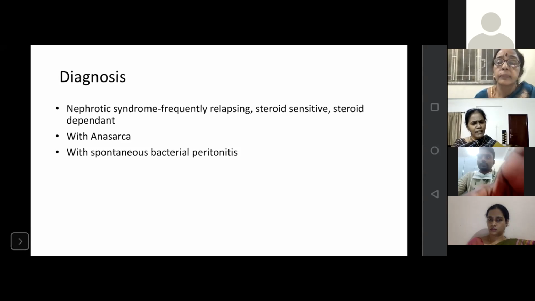Is there any alternative way of doing this? Yes, ma'am. There are other regimens where this 2 milligrams per kg per day can be given for 6 weeks and 1.5 milligrams per kg per day for alternate day for another 6 weeks, a total duration of 12 weeks also. So why is this total duration of 12 weeks used in the first episode? From literature, it has been found that the duration of 12 weeks reduces the recurrences, reduces the relapses, and increases the period of remission in a child with the first episode of nephrotic syndrome.